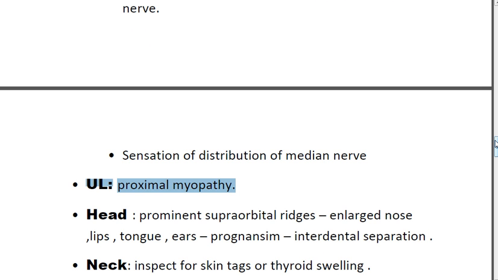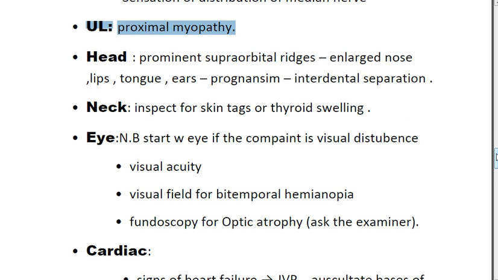Then we'll start from the head. The head of the patient will have prominent supraorbital ridges, enlarged nose, enlarged lips, tongue, ears, prognathism, and interdental separation. Then the neck, you will see maybe skin tags or thyroid swelling or acanthosis nigricans.